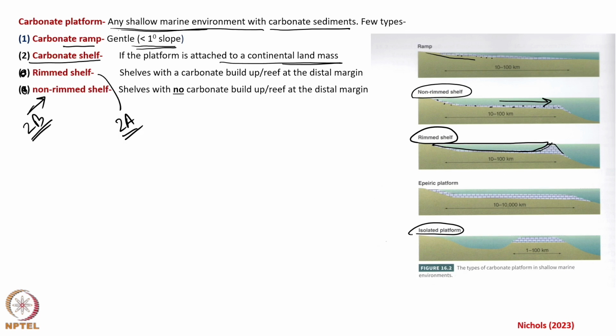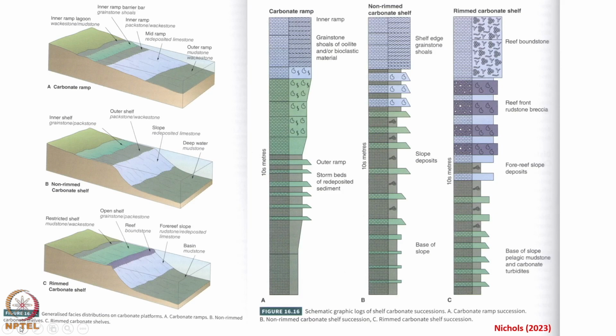There can be an isolated platform where the carbonate deposition has taken place in an isolated manner and we do not see any continuation. For the facies distribution in the carbonate platforms, we can look at the carbonate ramp. This is the one. We get inner ramp lagoon with wackestone and mudstone deposited here. Then come the grainstone shoals, and then the packstone or wackestones. Then come the redeposited limestones, and then again mudstone or wackestone in the deeper water. So, these are the sequence of carbonates from shallower water to the deeper water.